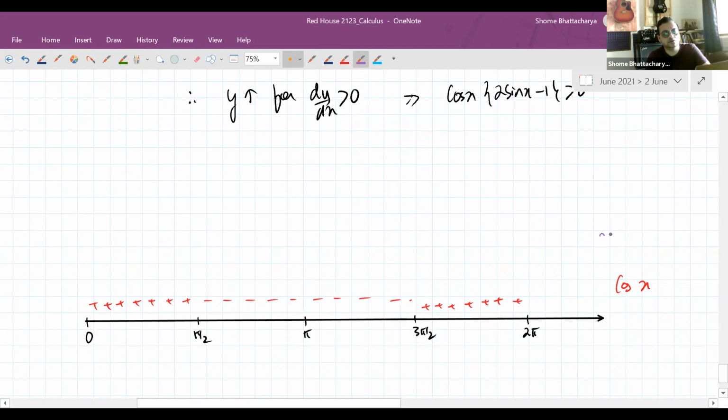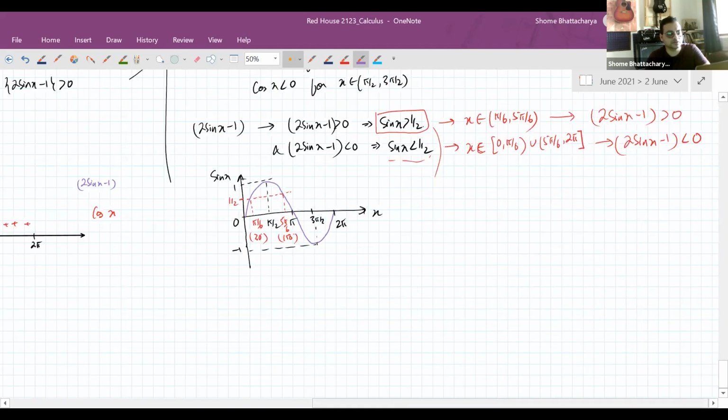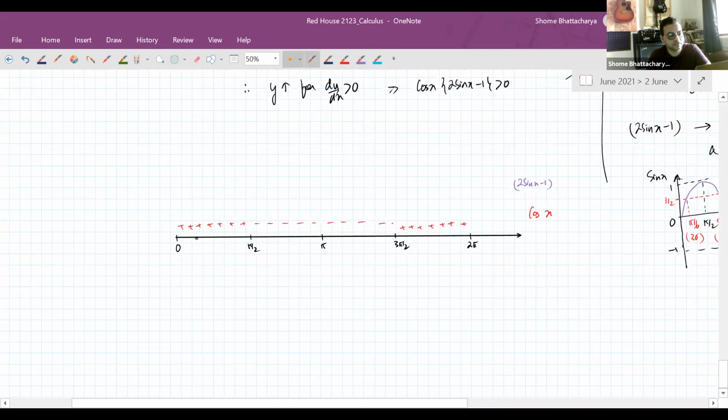Now that term 2 sin x minus 1 was a more complicated term. If we go back here, you can see that this term had this kind of intervals. Pi by 6 to 5 pi by 6, it's positive. So pi by 6 or 30 degrees is somewhere here, and 5 pi by 6 or 150 degrees. So this one is positive only in this region, between this point and this point, whereas everywhere else it is negative.